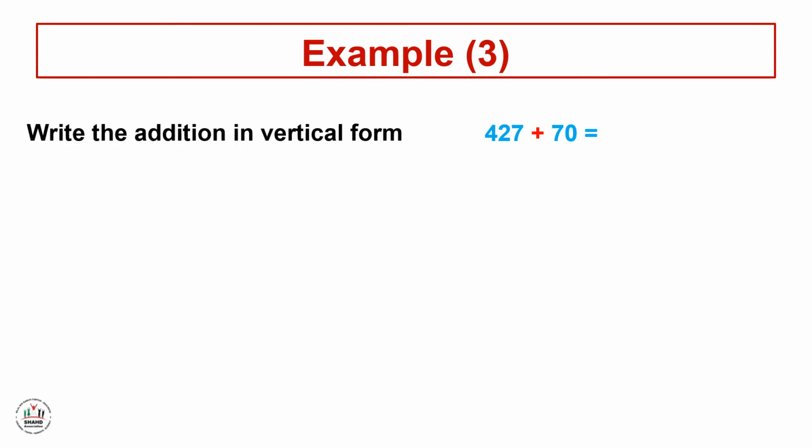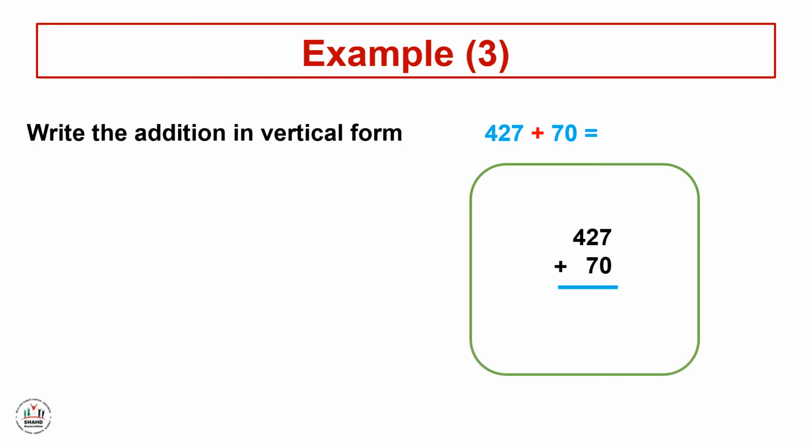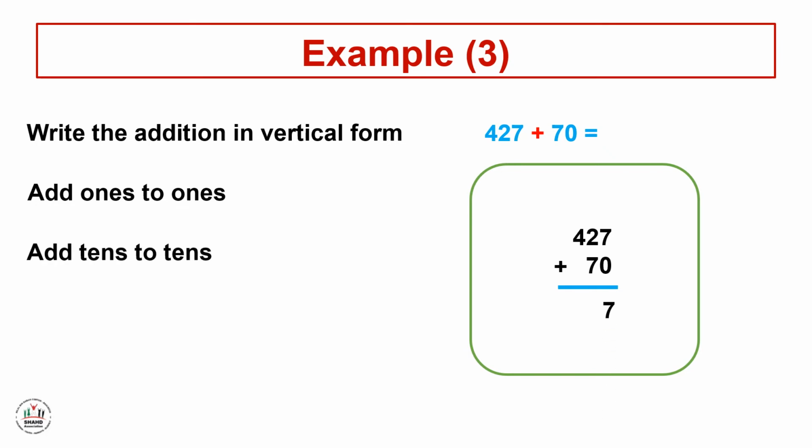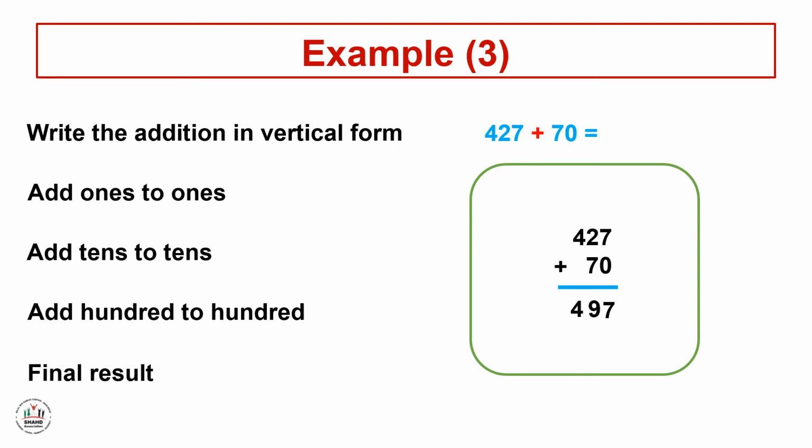The last example here, 427 plus 70. The first step, write the addition in vertical form. We write it like this. The second step, add ones to ones. In the first number we have 7 ones, and in the second number we have 0 ones. So 7 plus 0 is equal to 7. Then add tens to tens. In the first number we have 2 tens, and in the second number we have 7 tens. So 2 plus 7 is equal to 9. And then add hundreds to hundreds. In the first number we have 4 hundreds, and in the second number we have 0 hundreds. So 4 plus 0 is equal to 4. Then find the final result. The final result is 497.